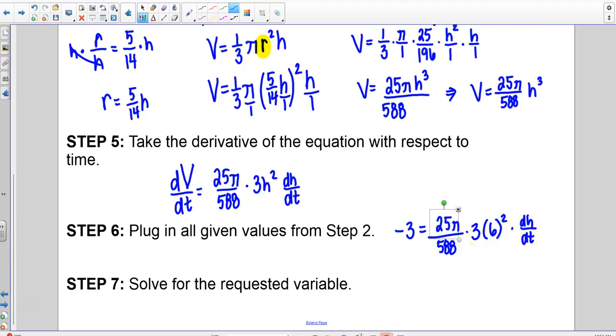Now at this point, I think I'm just going to go decimals here, because I got to do 25 pi over 588 times 3 times 6 squared. So I'm just going to type that in and go for the decimals. And all of this stuff right here, whenever you type it in, should be 14.4257 times dh/dt. And then you just need to divide by that 14.4257.